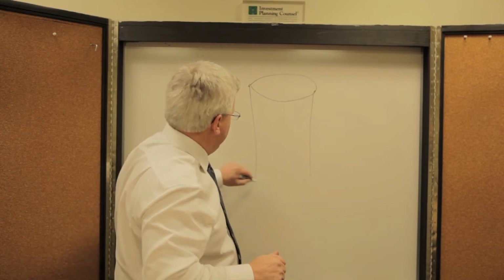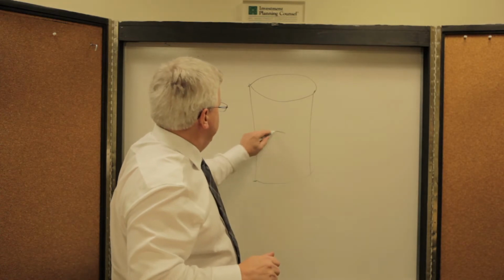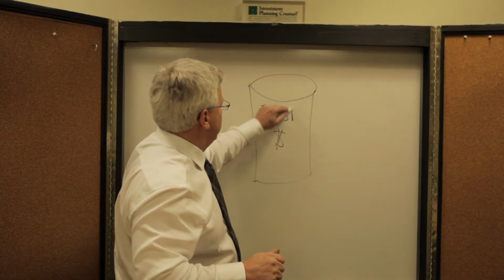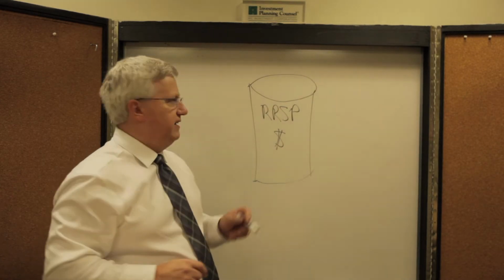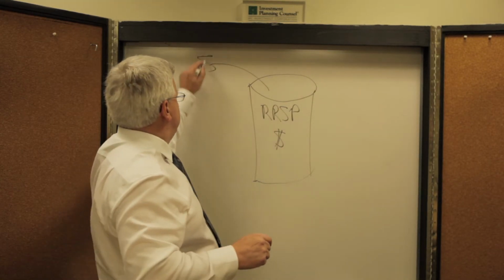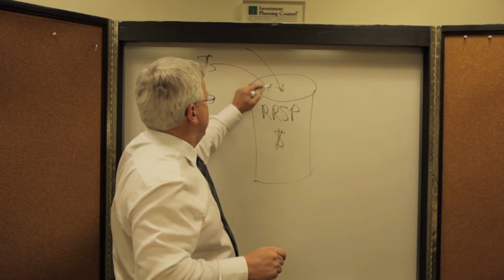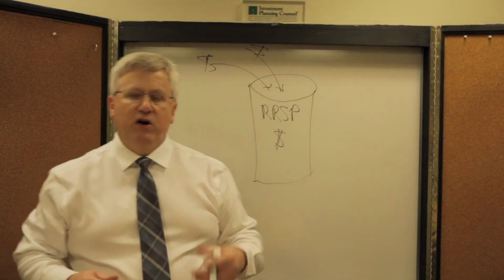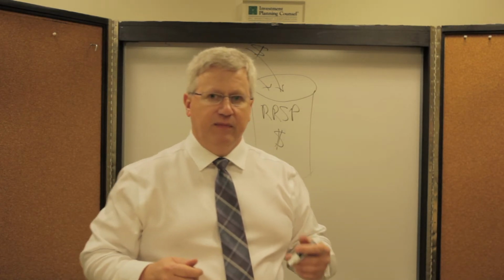And that rain barrel is the RRSP that we're using to gather our retirement savings in. So in flows the dollars to the rain barrel, and there those dollars accumulate over time on a tax sheltered basis.